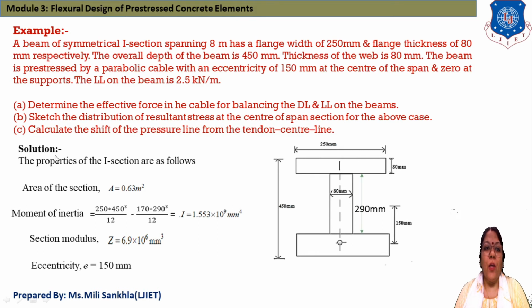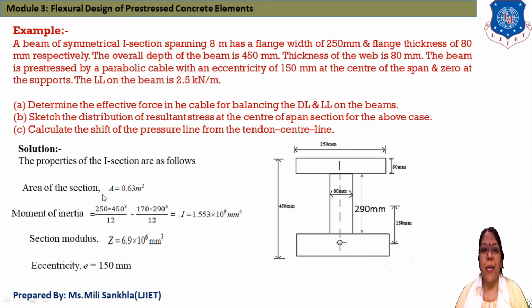Okay, now the I section is given, flange is 250 by 80 mm and web is 80 by, here 450 mm total depth is given, and depth of flange is given 80 mm. So 450 minus 160, and the middle height of this web is equal to 290. Now one by one, first of all we find out the properties of this I section.